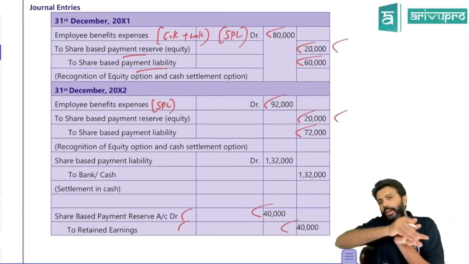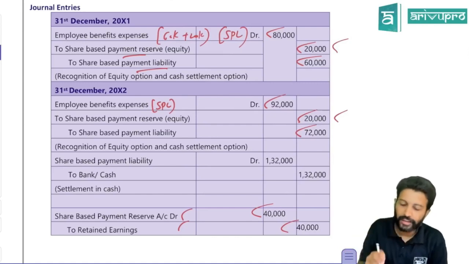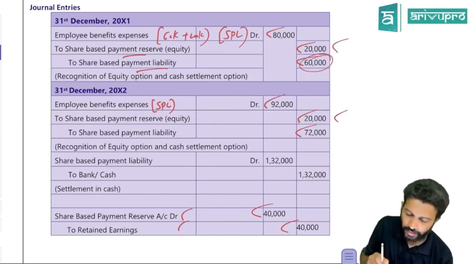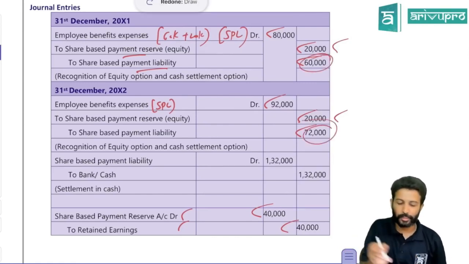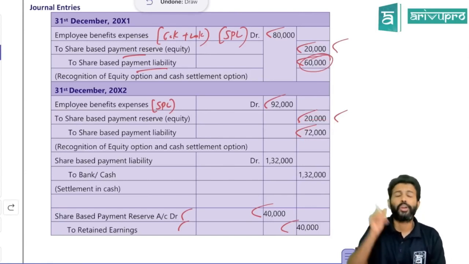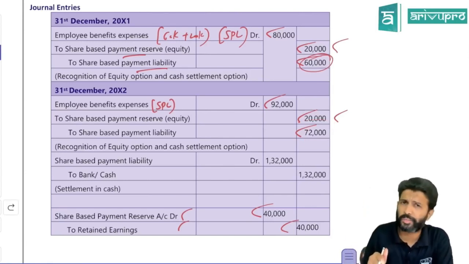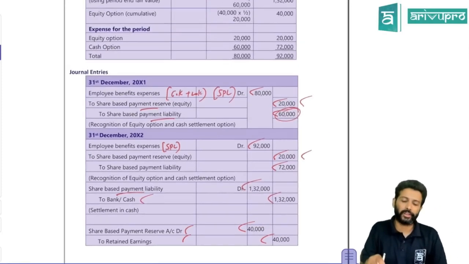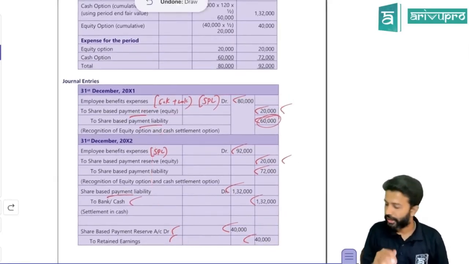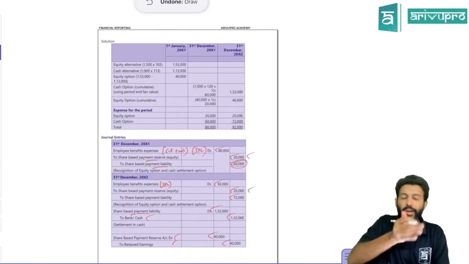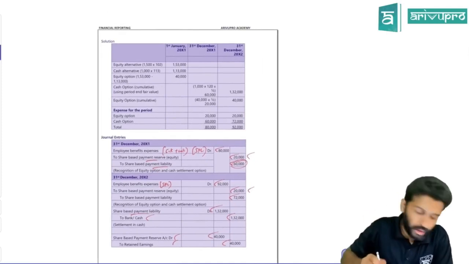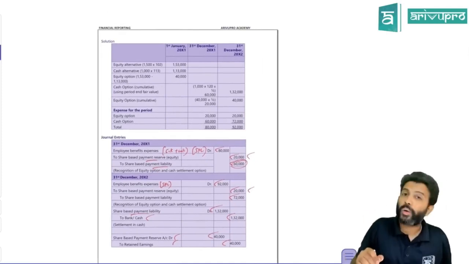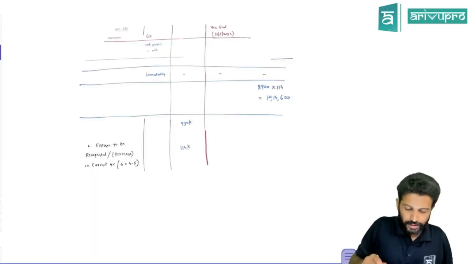What did they go for? Cash option. Have you already created the liability? Yeah. Here 60,000 is credited, and here 72,000 is credited. If you sum it up, it is 1,32,000. So you have a balance of 1,32,000 in your SBPL that needs to be settled. So SBPL account debit 1,32,000 to bank account 1,32,000. So all the ledgers will get closed in this particular way. This is your equity settled plan with a cash alternative. Okay. All right. Next.